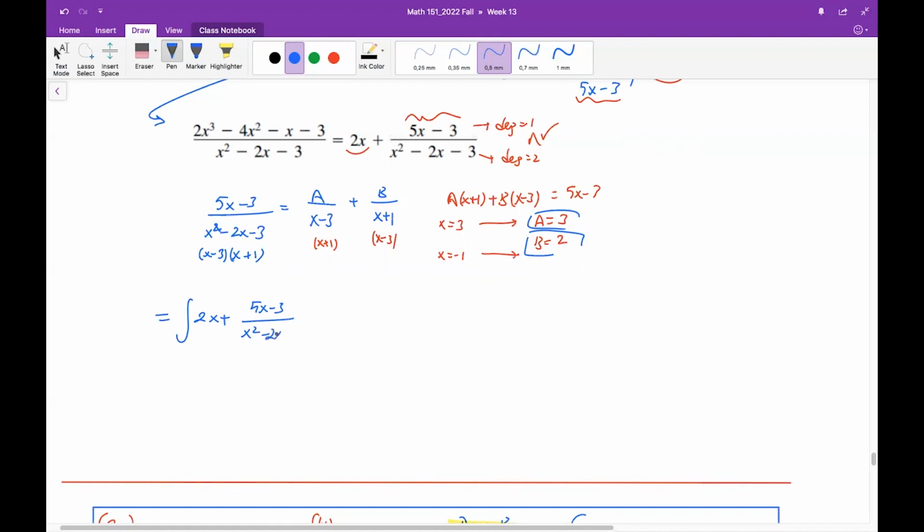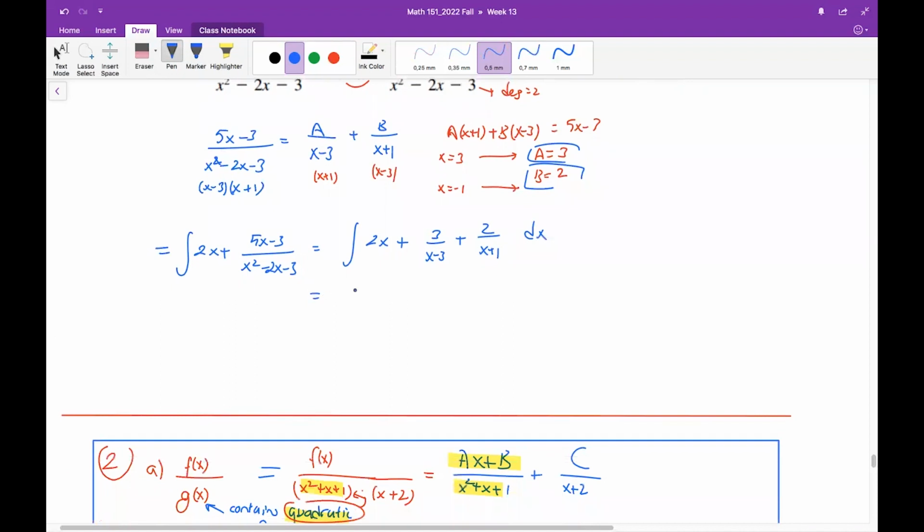x squared minus 2x minus 3. So this is what? Integral of this. From here, we will integrate. a is solved as 3 and b is solved as 2, dx. Now you can integrate term by term. Integral of 2x is 2x squared over 2 plus 3 is just a constant times ln absolute value of x minus 3. 2 is just a constant, ln absolute value of x plus 1 plus an arbitrary constant c.